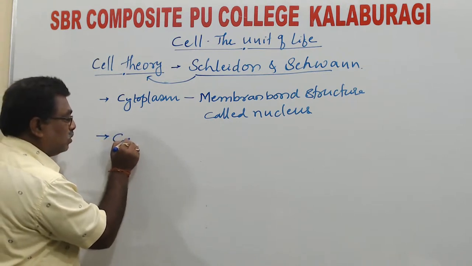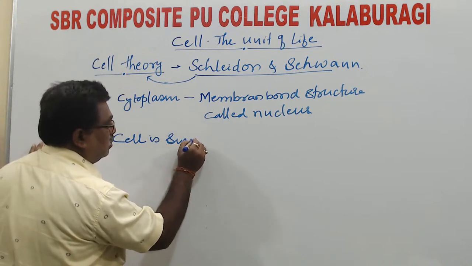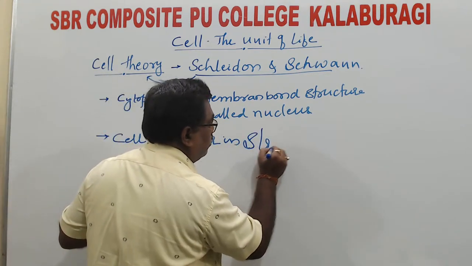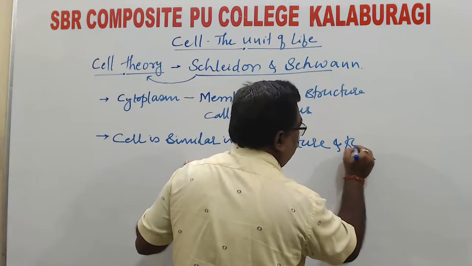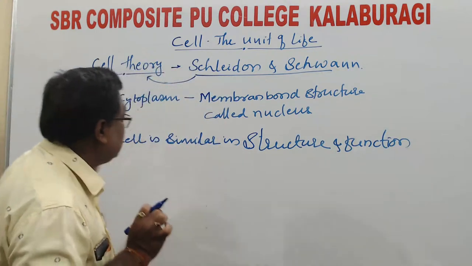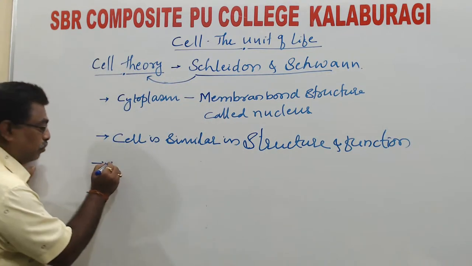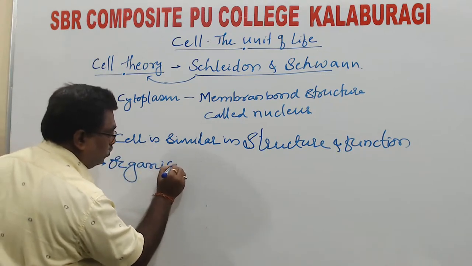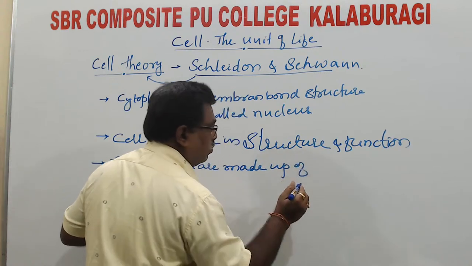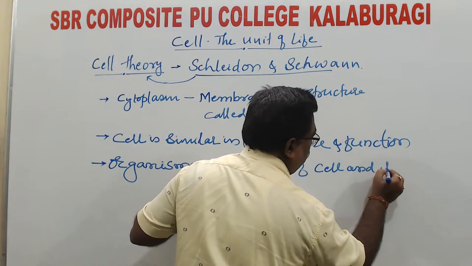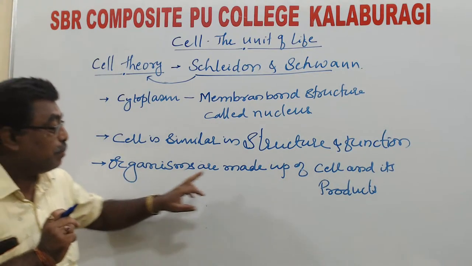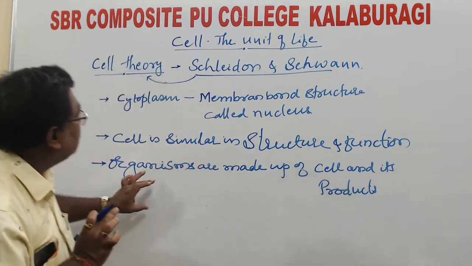The next one, cells are similar in structure and function. This is the second observation. The next observation is that each organism is made up of cells and their products. So this is the cell theory.